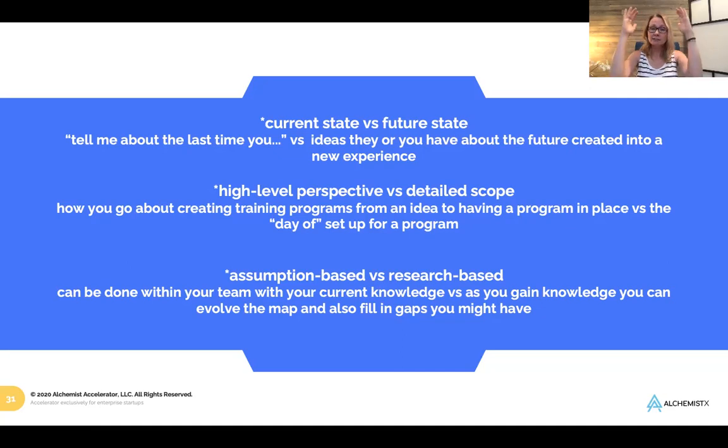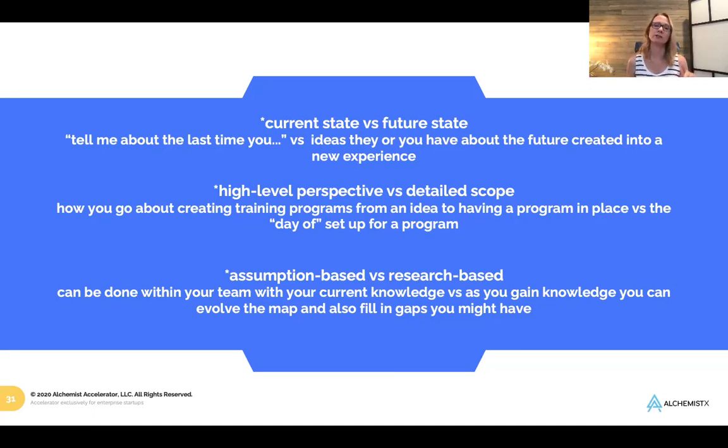There's also a high level perspective versus a detailed scope. That's another way of looking at it. A high level perspective might be things that go on over the course of many months, versus maybe something that happens in the course of, say, a day or even a few hours. So do what level makes the most sense to you.